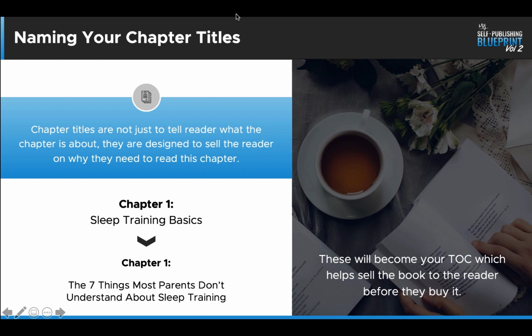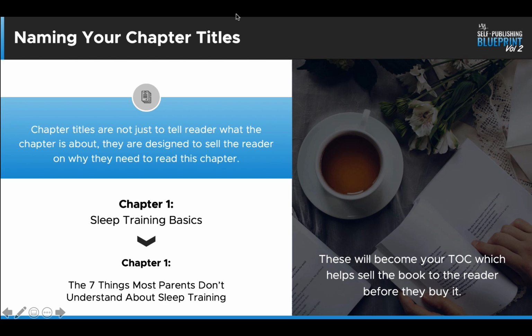Or, right, using copywriting skills that we've been developing, the 7 things most parents don't understand about sleep training. Which chapter sounds more enticing to you, right? But another reason this is so key is this is going to become your table of contents, which is going to show up in the look inside feature of your book on Amazon, but also when you put it in your description.